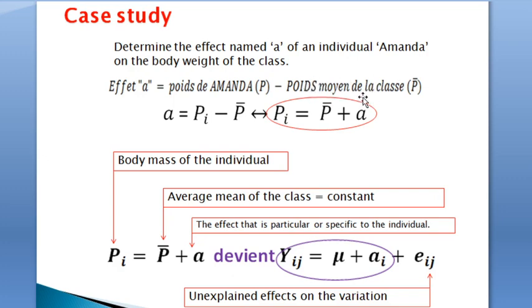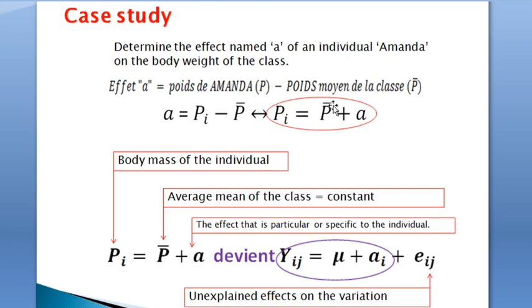Let's note that the average body weight of a class is a constant. Why? Because it doesn't change for a particular time and in a particular space. Let's take an example. If the class is constituted with 10 individuals, as we move from one individual to the other, the body weight changes. But for the entire class, the mean remains the same for that particular class.